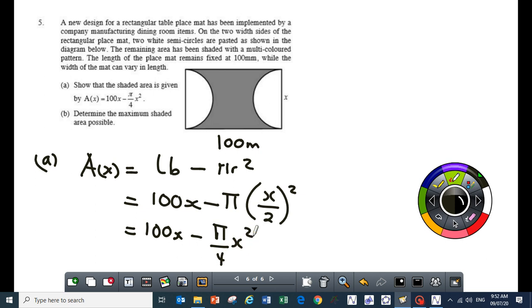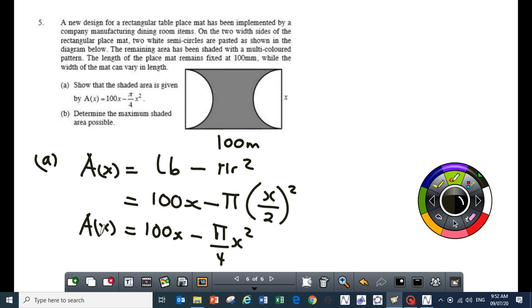Just allow me to finish. So that's the first part. Okay, so I've shown it. Then the next part says determine the maximum shaded area possible. So we're going to find the first derivative, equate it to 0 and solve for x. After getting the x value, you have to substitute it into this equation to get the maximum shaded area. Remember, this equation is for the shaded part.